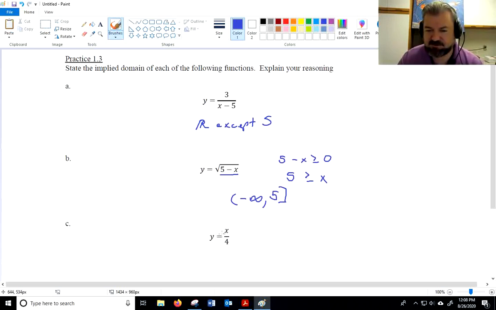Okay, on this one here, I am dividing, but I'm dividing by 4, and there's no variable in the denominator. There's no chance this could ever cause a division by 0 error. Now, I can have 0 on top, I just can't have it on the bottom. So, in fact, this is all real numbers. There's nothing bad that can happen there.